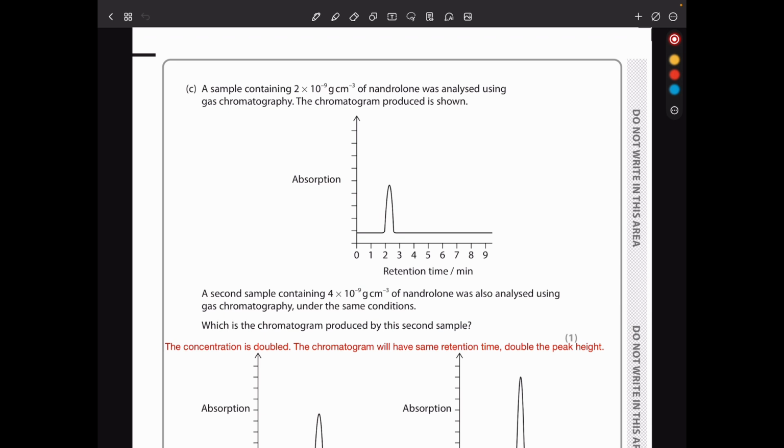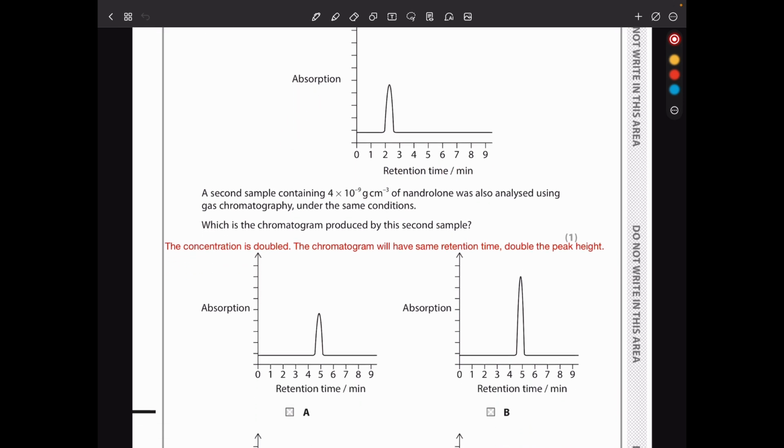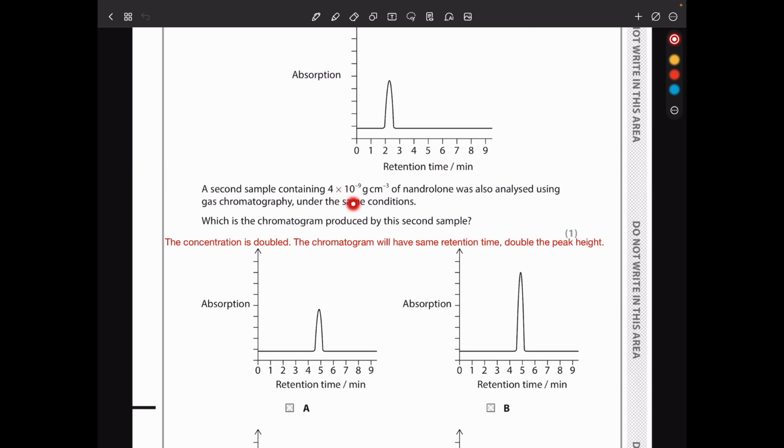Next they say a sample containing 2 × 10⁻⁹ gram per centimeter cubed of nandrolone was analyzed using gas chromatography, and the chromatogram produced is what we see here. So we have the absorption and then the retention time. Then they say a second sample containing 4 × 10⁻⁹ gram per centimeter cubed of nandrolone was also analyzed using gas chromatography under the same conditions, which is the chromatogram produced by the second sample.